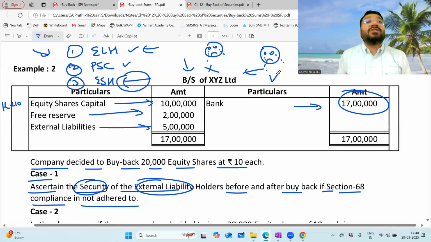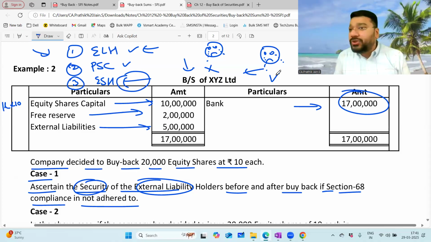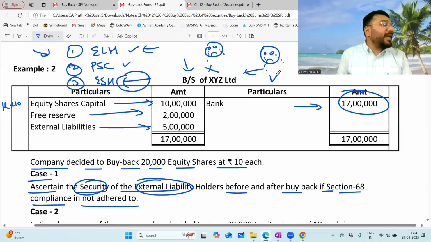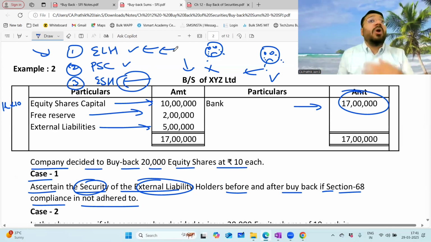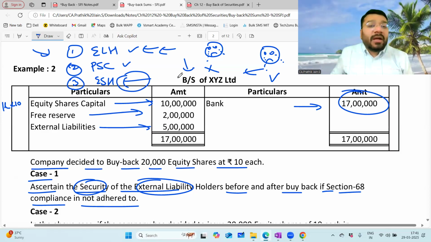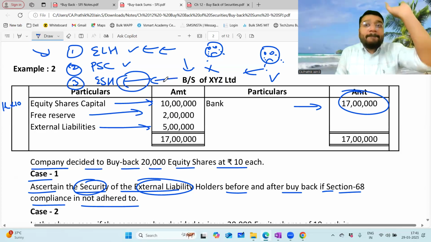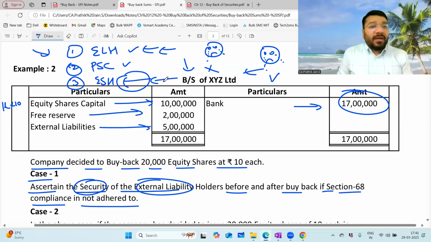That is how Section 68, 69 and 70 come into picture. The job and the purpose of 68, 69 and 70 is to ensure that the external liability holders do not feel any pinch or insecurity, and at the same time, the company can go ahead and do the repayment procedure so that the hostile takeover could be prevented. Am I clear?